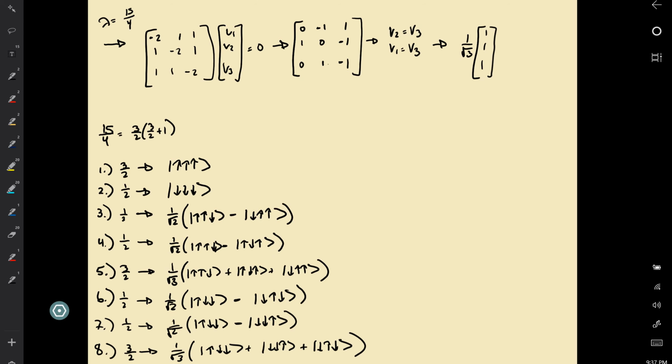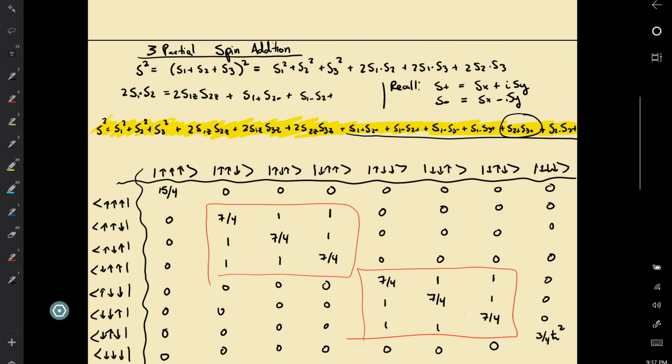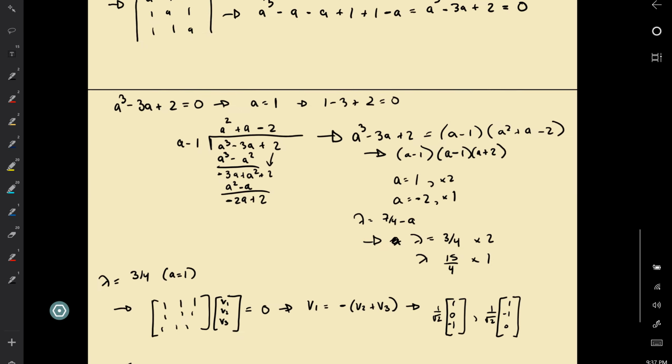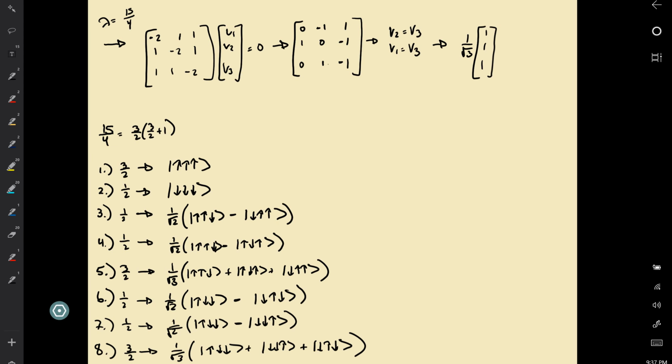Okay, we did it. Cool. So we have actually taken this problem of 3 particles adding the spin, and we've solved for the eigenvalues and eigenvectors. Awesome. All right, so here it is.